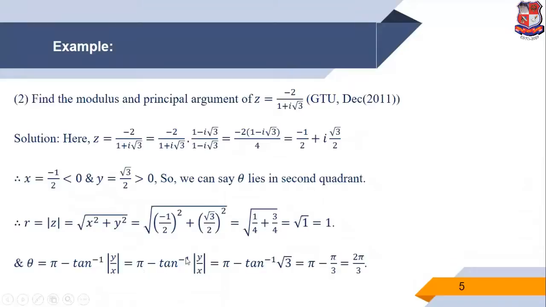So pi minus tan inverse y by x is equal to, y is root 3 by 2 and x is minus 1 by 2. So this is nothing but root 3. So pi minus pi by 3 is 2 pi by 3, because tan inverse root 3 is pi by 3. So pi minus pi by 3 is 2 pi by 3.